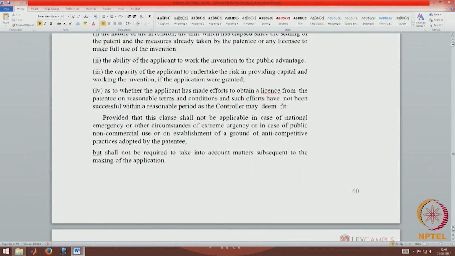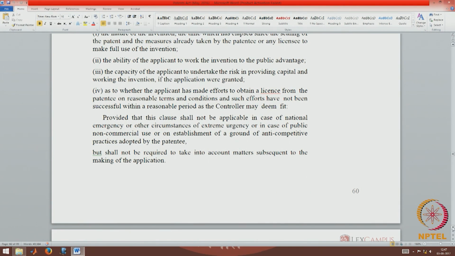Provided that this clause shall not be applicable in case of national emergency or other circumstances of extreme urgency, or in any case of public non-commercial use, or on establishment of a ground of anti-competitive practices adopted by the patentee. So, in these circumstances, the controller need not look at 1, 2, 3 and 4, but shall not be required to take into account matters subsequent to the making of the application. So, once an application is made, the controller will not look at any change in circumstances after the application is made.